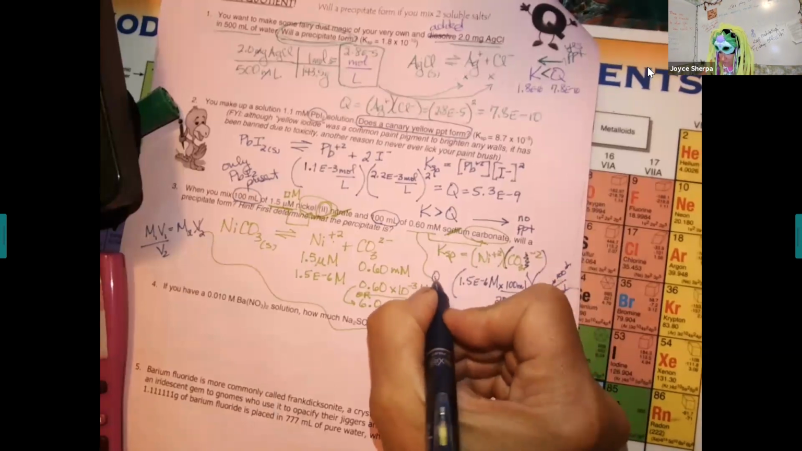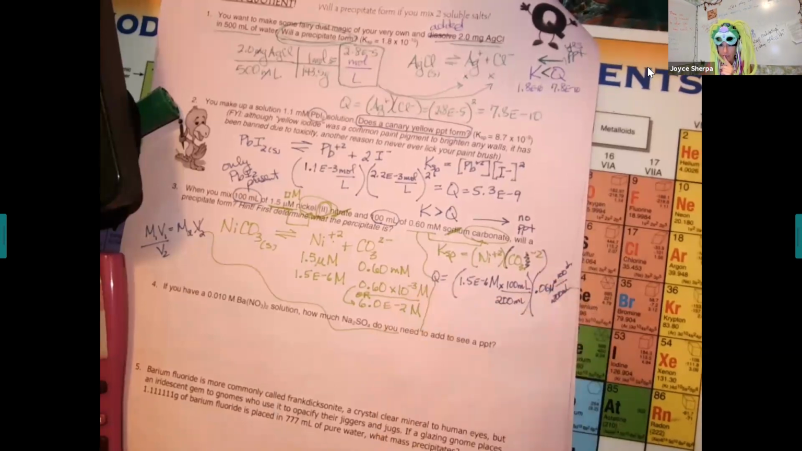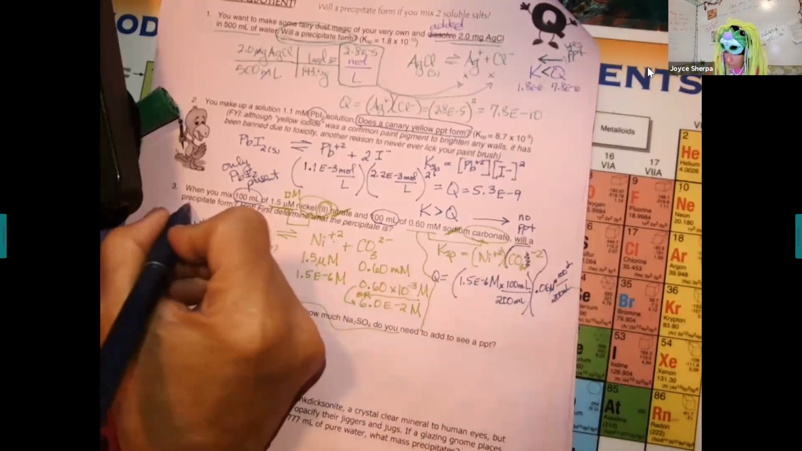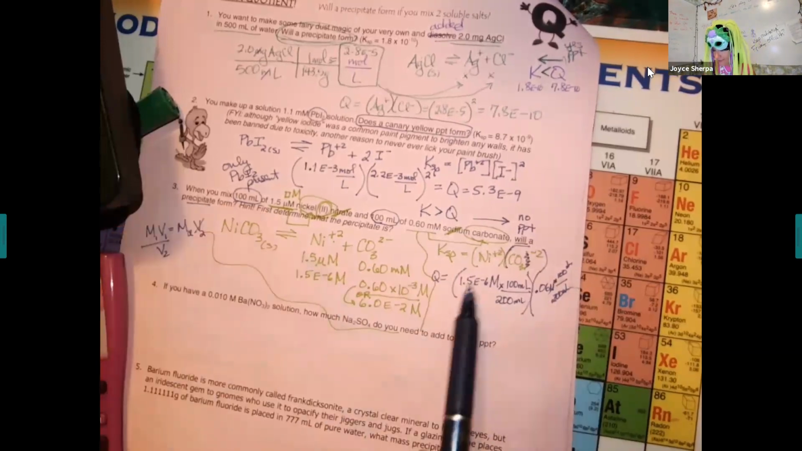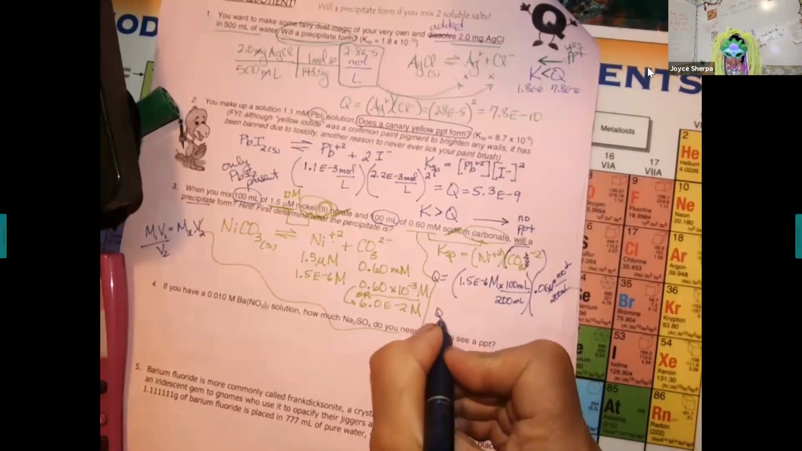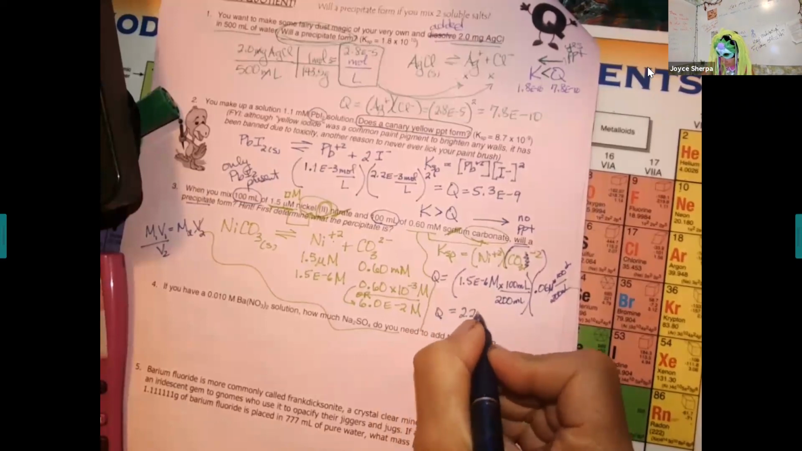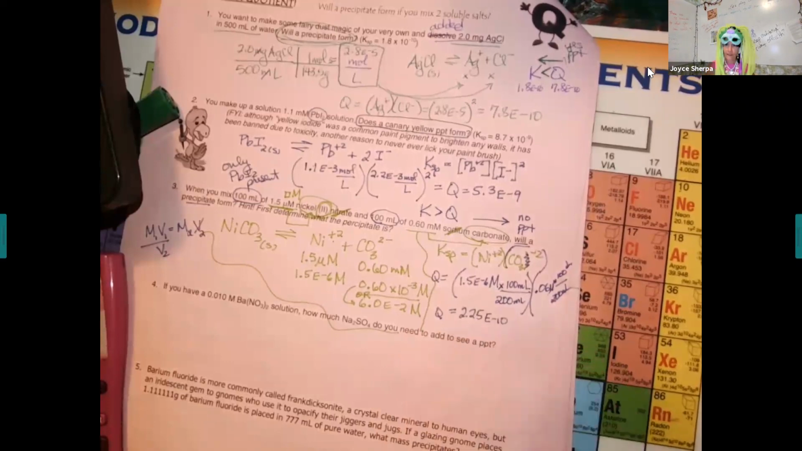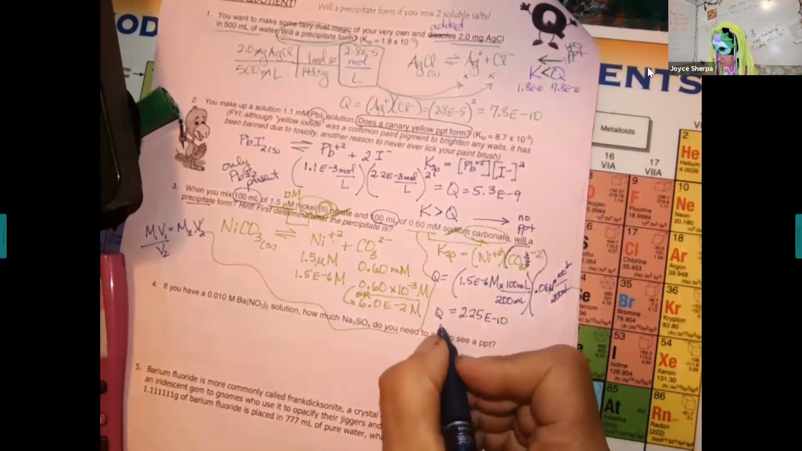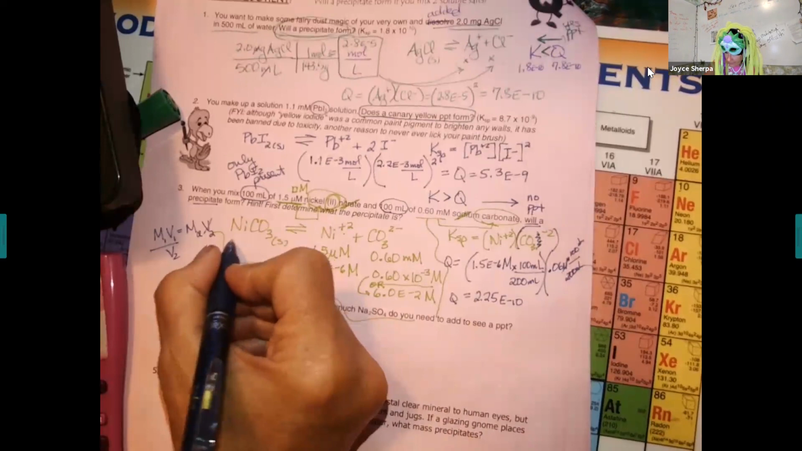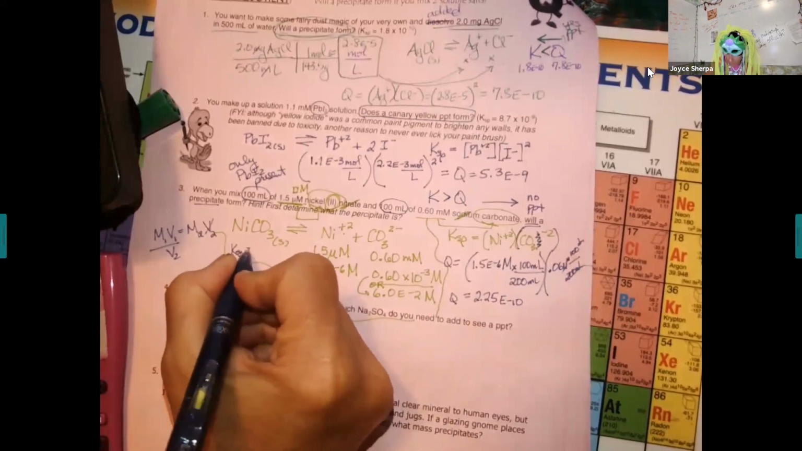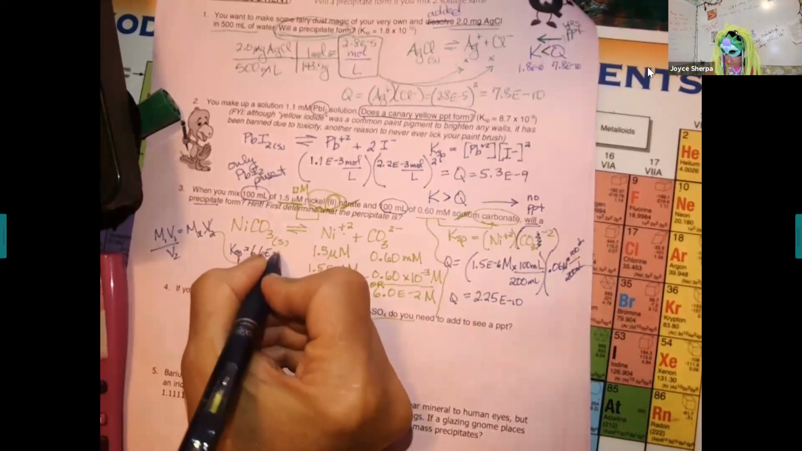This is going to be a Q. So we're mixing them, and we know it's a Q because of how this is worded at the end. Will precipitate form? So you write your expression the same way. All right. The Q I get is 2.25 e to negative 10. And then you compare. You'd have to look up the KSP. So the KSP for the nickel carbonate in the chart, you can trust that I looked it up 10 years ago, 6.6 e to negative 9.